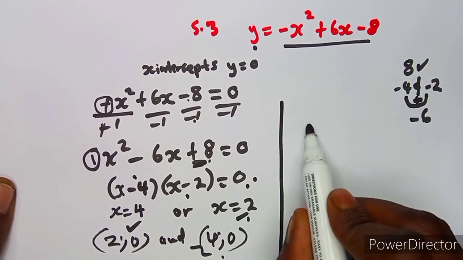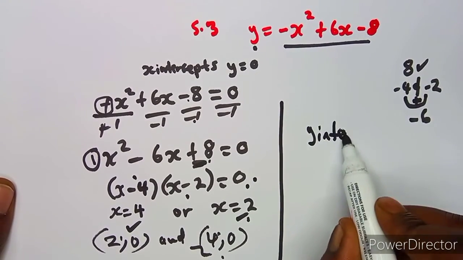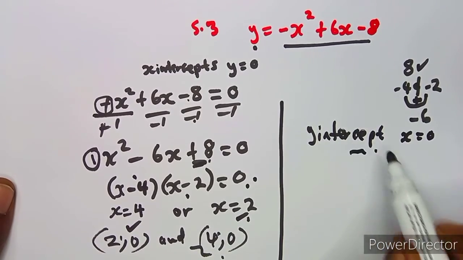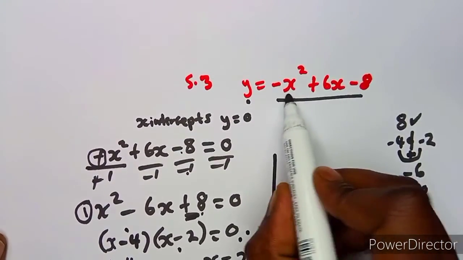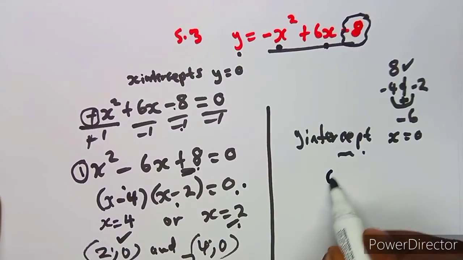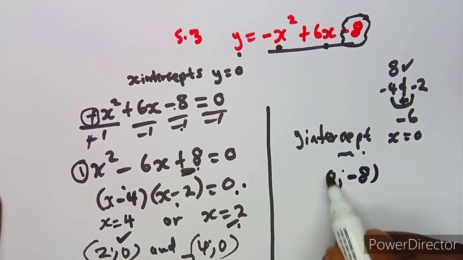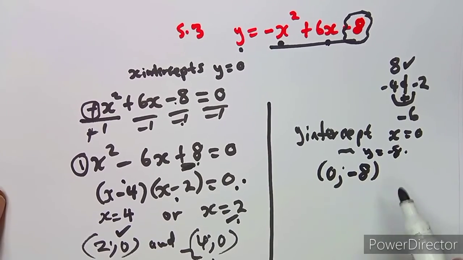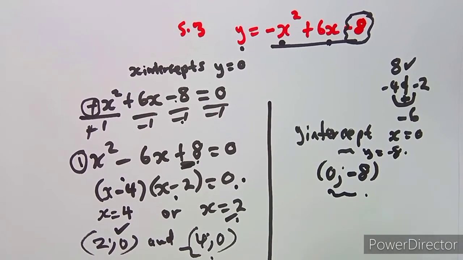Then let's find the y-intercept. So the y-intercept is at a condition where x is equal to 0. So as you can see, when x is equal to 0 here, you're going to be left with -8. So our y-intercept is 0, -8. Y is equal to -8. All right. So we need the turning points.